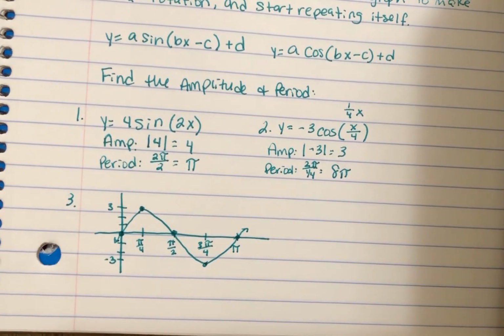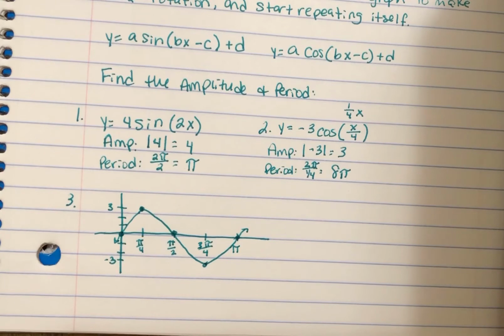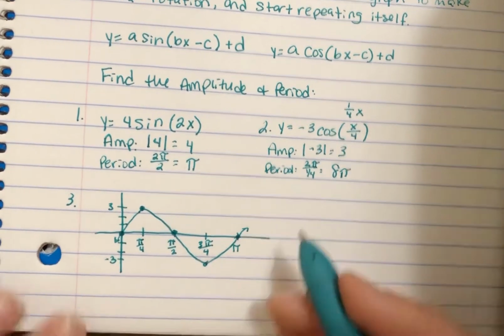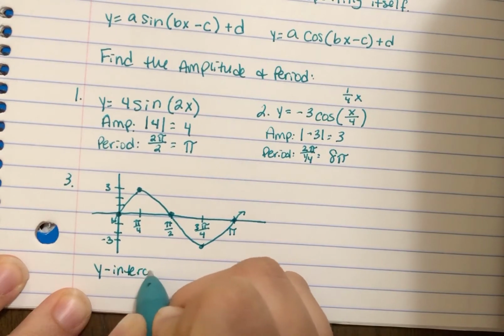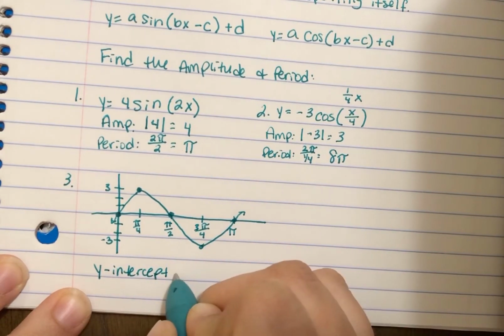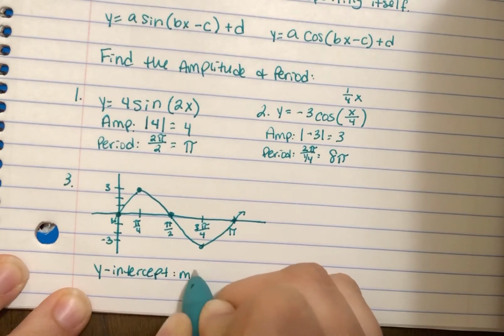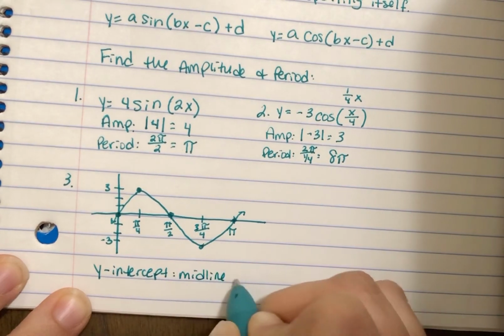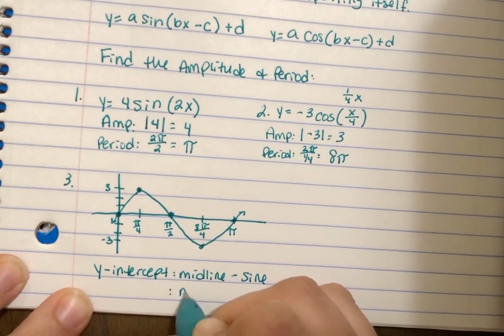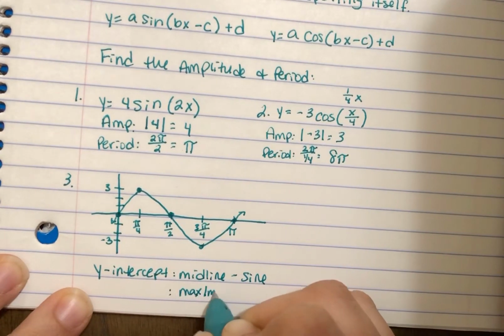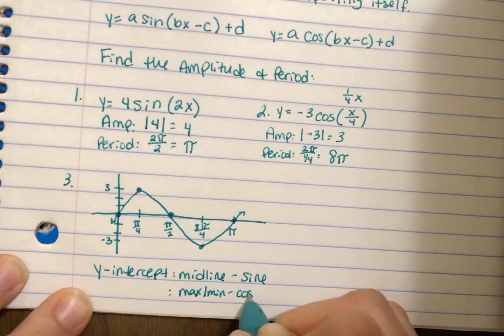So the first thing that you have to decide is, is the graph going to be a graph of sine, or is it going to be a graph of cosine? To do that, you look at the y-intercept. If your y-intercept is at the midline, then it's going to be sine. If your y-intercept is at the max or min, it's going to be cosine.